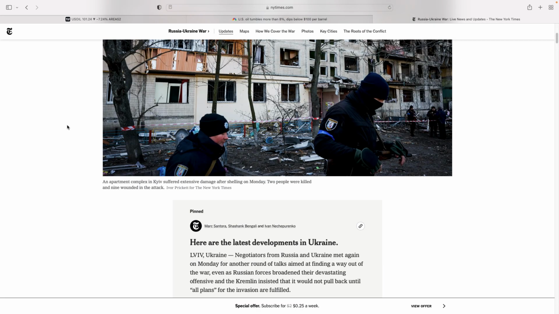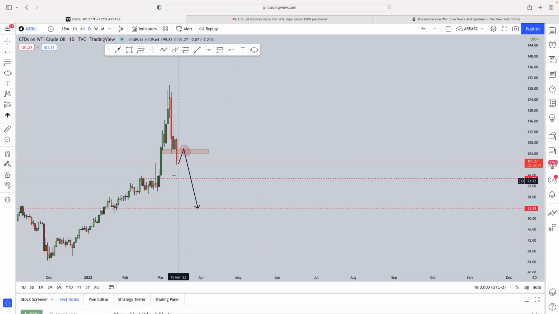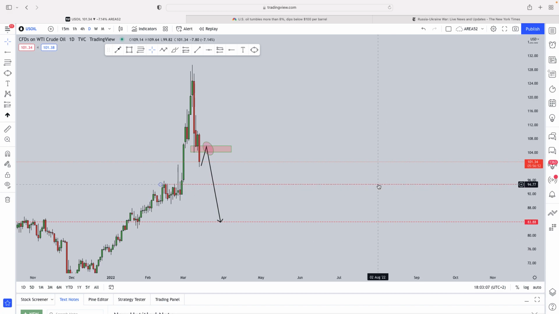This article over here, ladies and gentlemen, comes from the New York Times. These are the latest developments. It says here, negotiators from Russia and Ukraine met again today for another round of talks aimed at finding a way out of the war, even as Russian forces broadened their devastating offensive and the Kremlin insisted, and then the story goes on. But we don't really care much about how Russia felt about what they did, because clearly they don't show much remorse for what they've done.